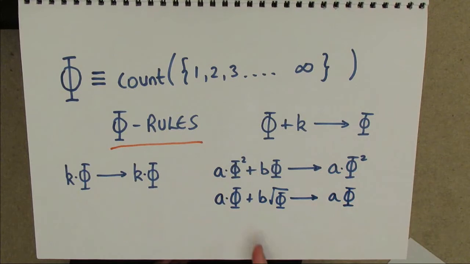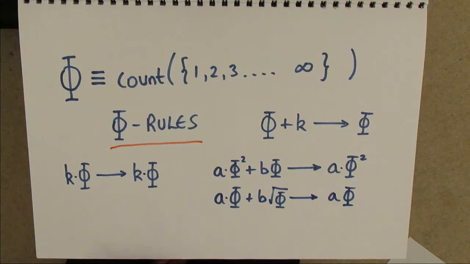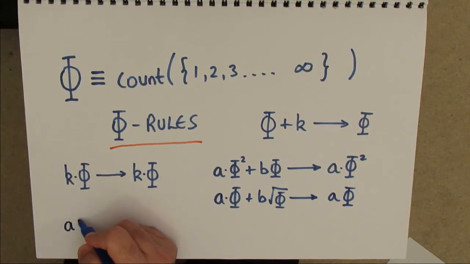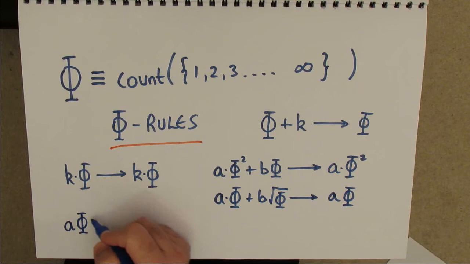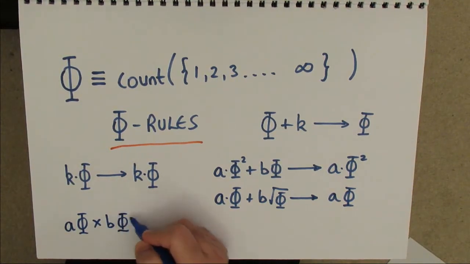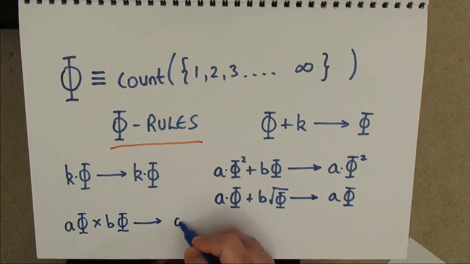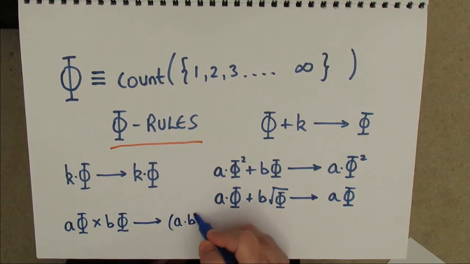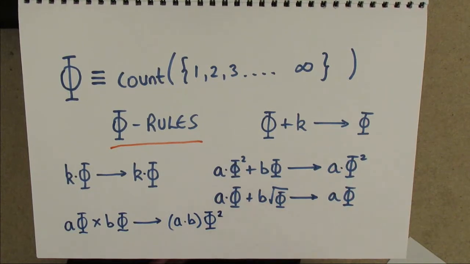This is the same rule. Square root of phi is much smaller power than phi. And you can create powers of phi by multiplication. Just like ordinary maths. And you can divide phi's.